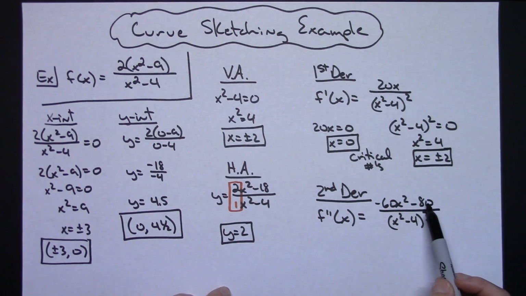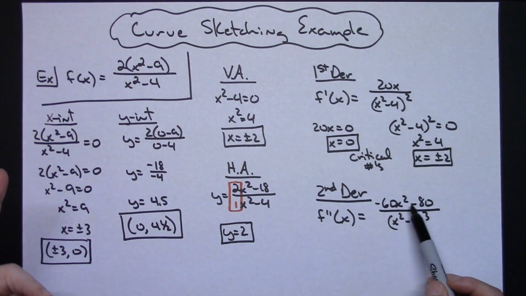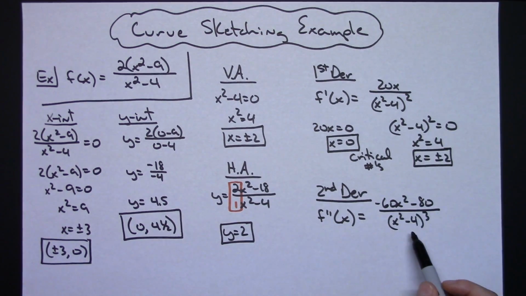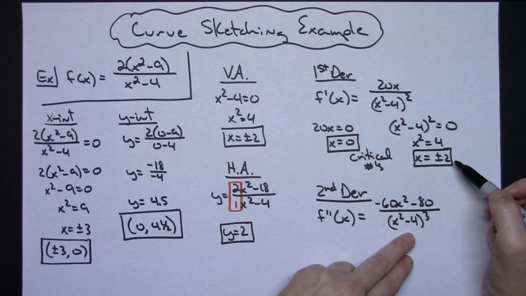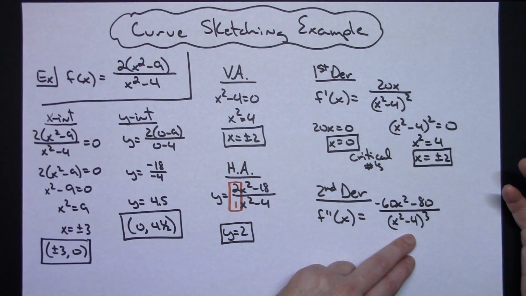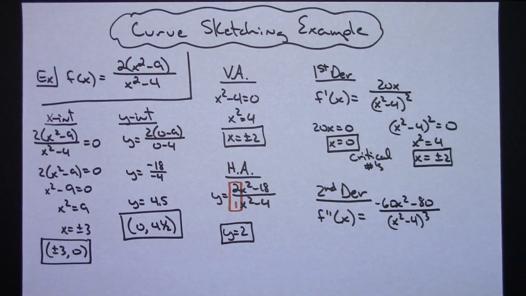Looking at that numerator, it's going to end up being a negative underneath the square root, so there will be no points of inflection from the numerator. This denominator would give me the exact same plus or minus 2, so I do not have any additional points that I would need to put on my number line.